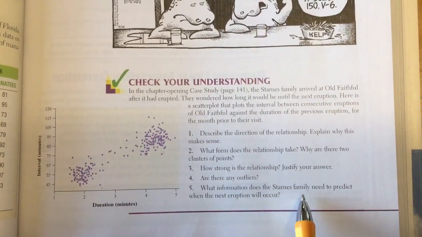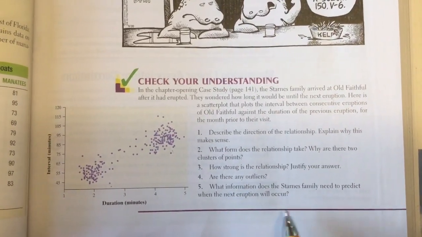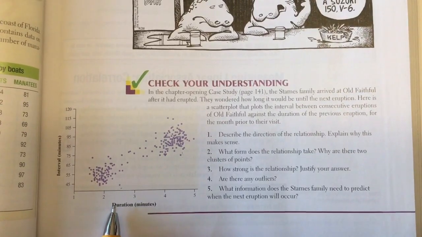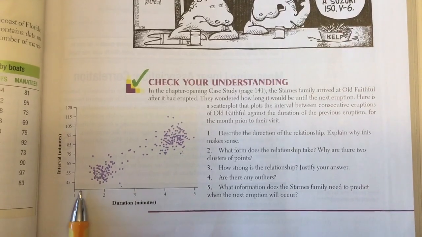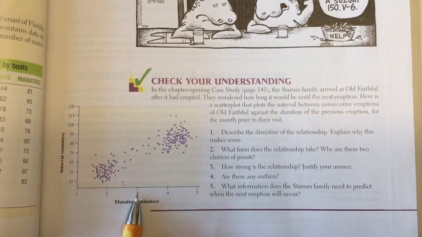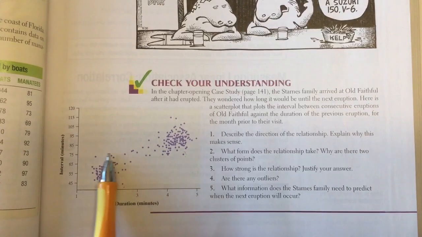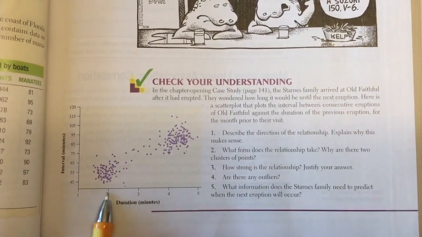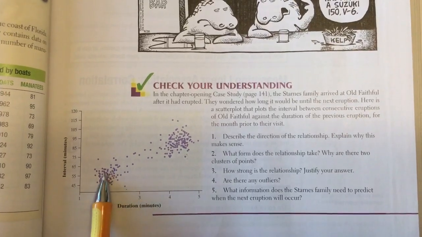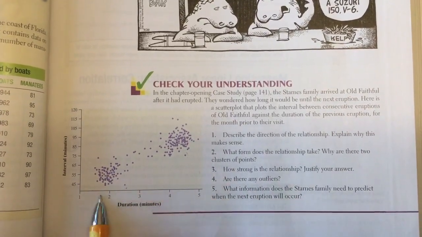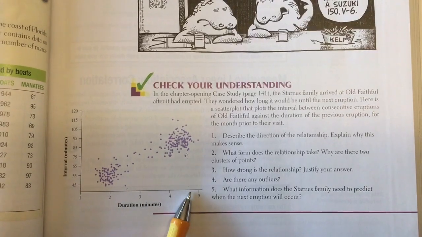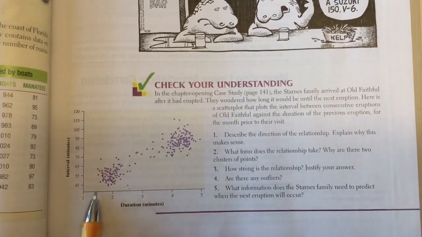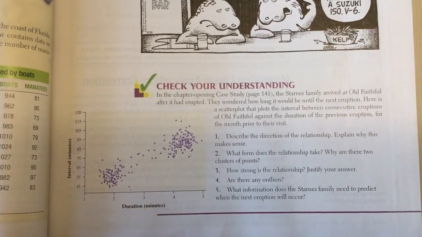What information does the Starnes family need to predict when the next eruption will occur? They need to know how long the last eruption was, because if the last eruption was 3 minutes, they know they're going to wait about 75 minutes till the next eruption. If they know the eruption was only 2 minutes, they know they're going to wait roughly 55 minutes. So they're going to use the length of the eruption to predict how long they have to wait till the next eruption. Explanatory response.